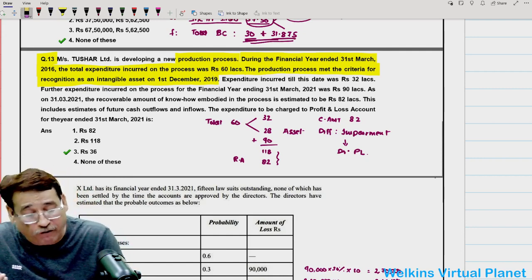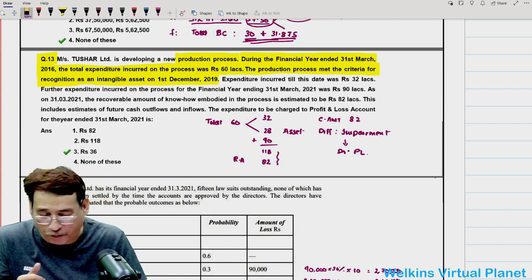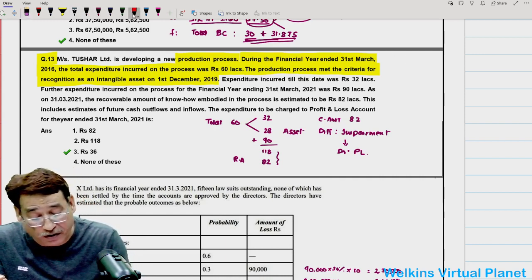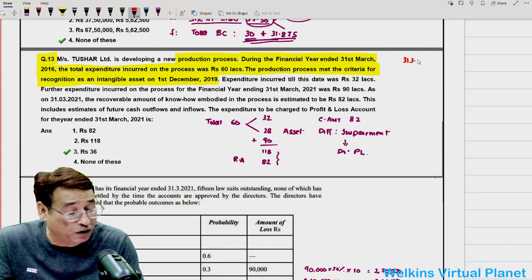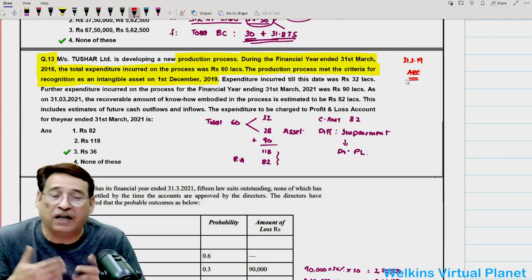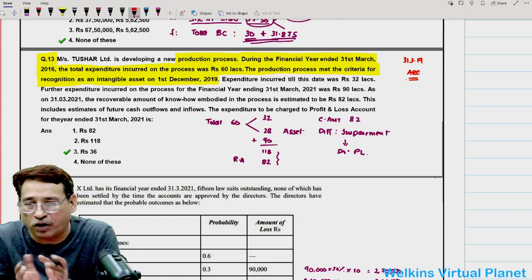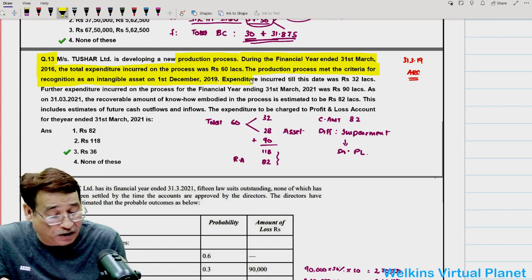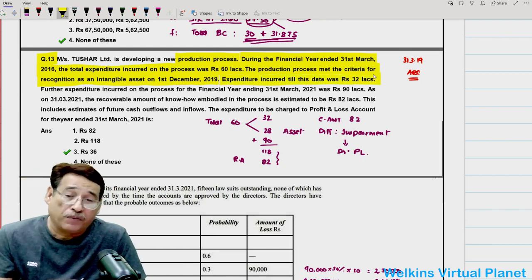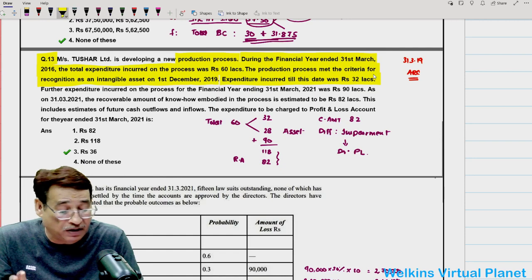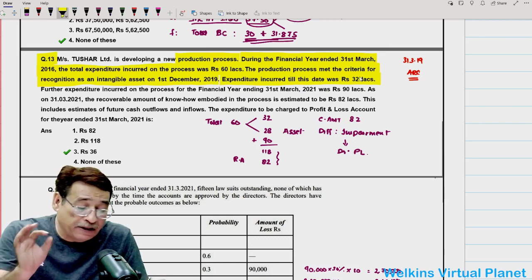As you know, if you have studied AS 26, which I requested you to come prepared with, but anyway, I do not know how many among you have. On 31st of December 2019, the question states that this particular production process met the asset recognition criteria. Quite obviously, then it will be recognized as an intangible asset, in the sense that now I will have to capitalize this amount. But how much amount will I have to capitalize? You will have to work it out here. Expenditure till date was 32 lakh. Actually, the total expenditure which you incurred on the process is 60 lakh, but till date the total expenditure is 32 lakh.